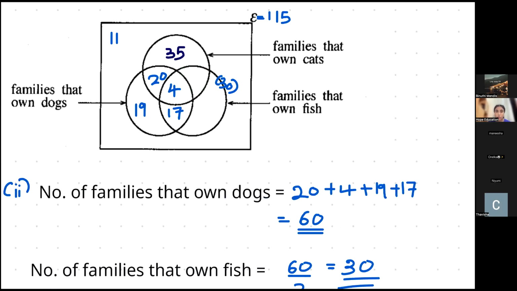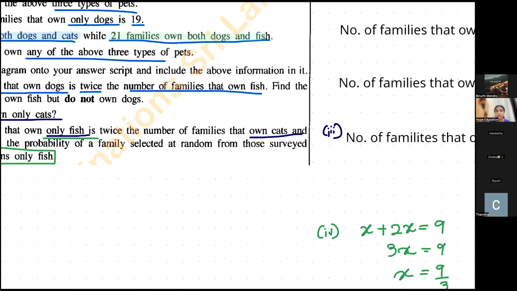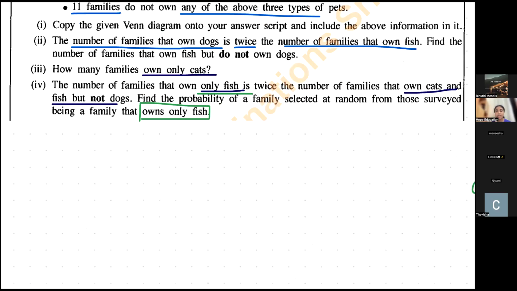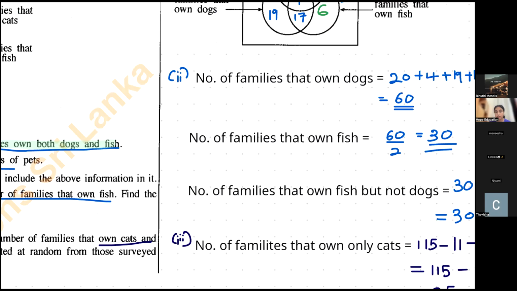x is 3, 2x is 6. That's how it comes. Let's look again at what the question asks us to find. Find the probability of a family selected at random from those surveyed being a family that owns only fish. Now how many are there with only fish? There are 6 families with only fish.